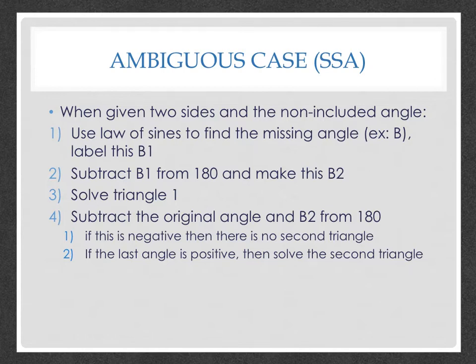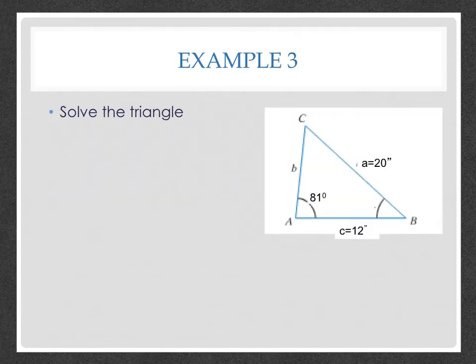The first triangle is going to be finished. When you go to finish the second triangle, it will either have a positive third angle, which means there is a second triangle, or a negative third angle, which means there is no second triangle. All right, so let's work through some examples.